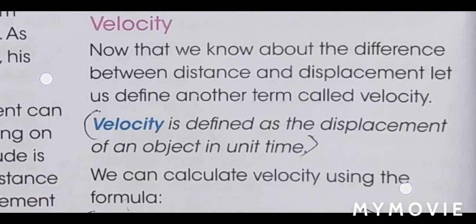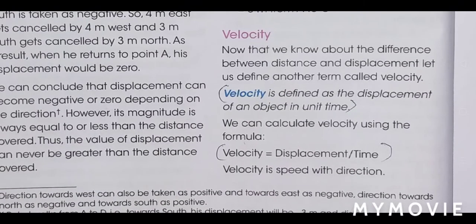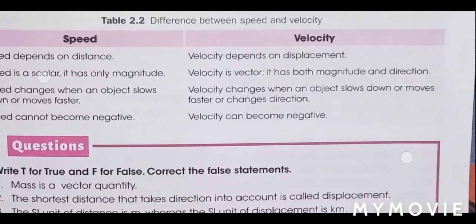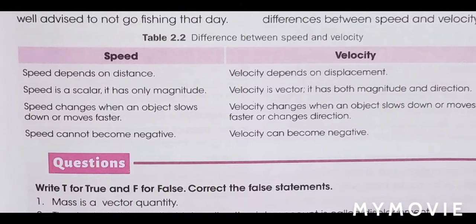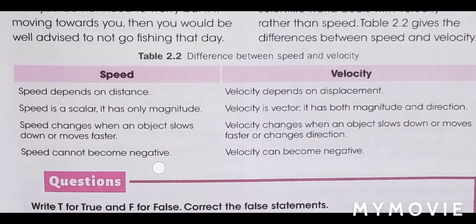Now some differences are given in your textbook between speed and velocity. The first difference: speed depends on distance, which I already told. The speed formula, we know, is speed equal to distance upon time. That is, speed depends on time and also on distance. Mainly it depends on distance, but velocity depends on displacement.